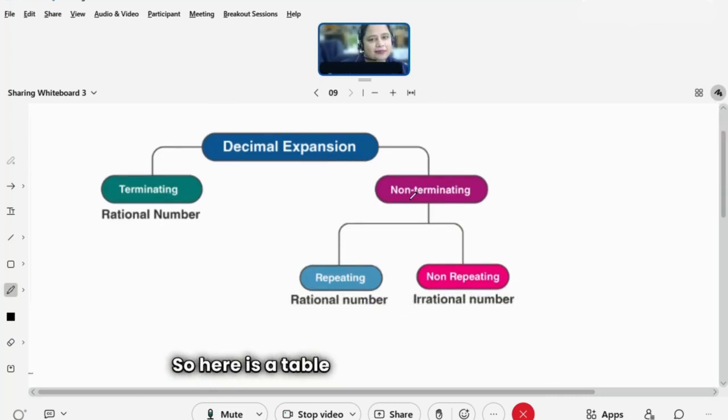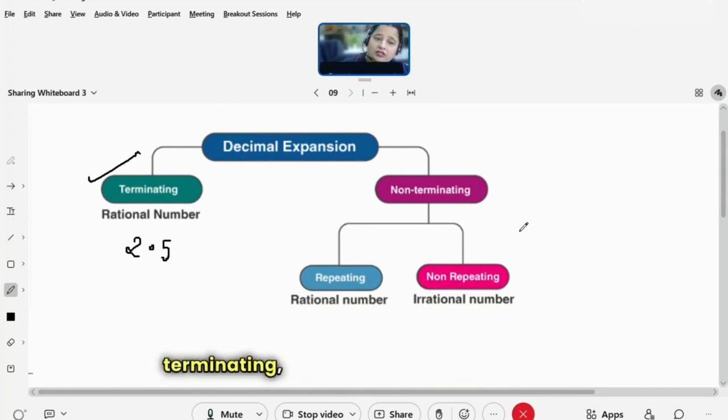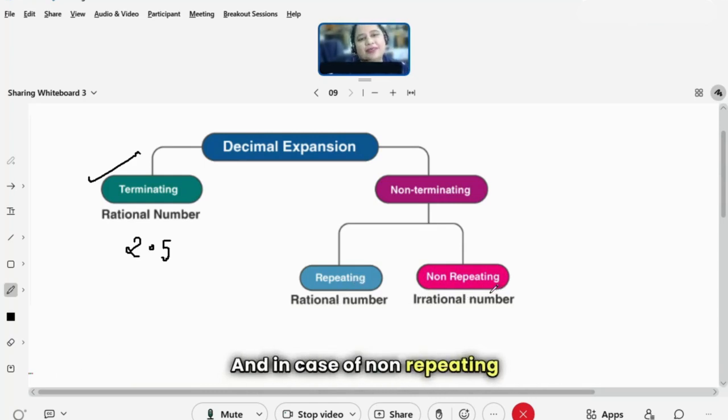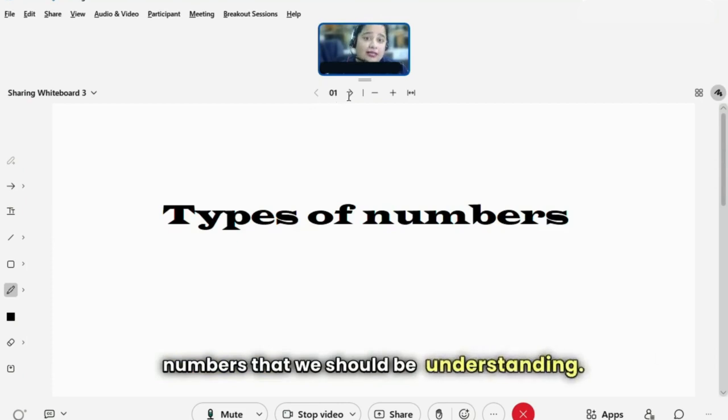So here is a table for your understanding. Terminating, which stops after some time, and non-terminating, which goes on and on. In case of repeating, they have a pattern. In case of non-repeating, they do not have a pattern. So these are some certain types of numbers that we should understand.